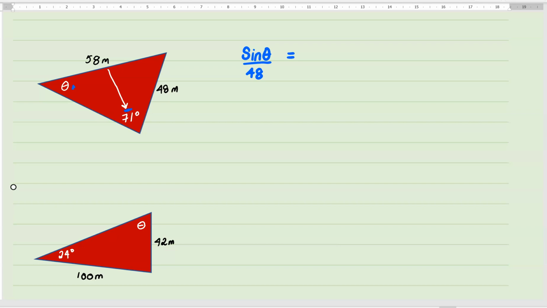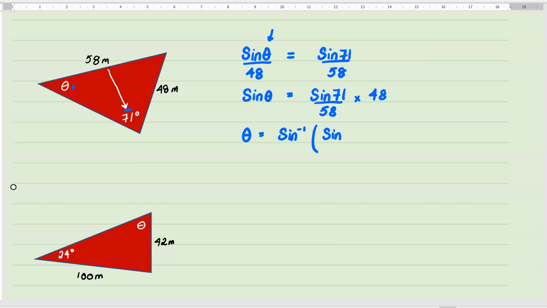So let's start with this angle here. So it's going to be sine 71, right, over its opposite length, which is 58. We're trying to get theta by itself, so the first thing we're going to do is get rid of this divide by 48. So to do that, we're going to times the whole other side by 48. And we're so close because we want theta, not sine theta. So to get rid of sine, we need to use the inverse sine. So sine to the minus 1 of all of this that we had up there.